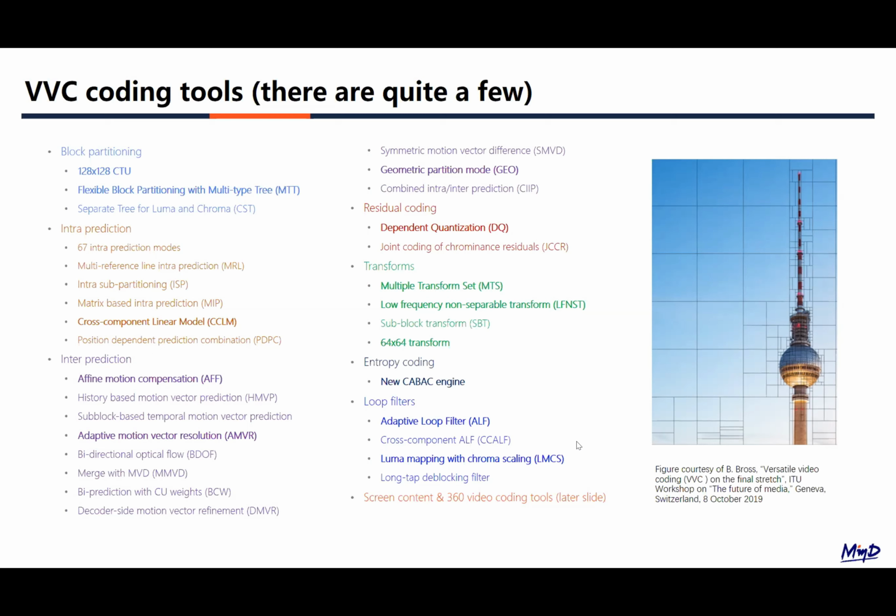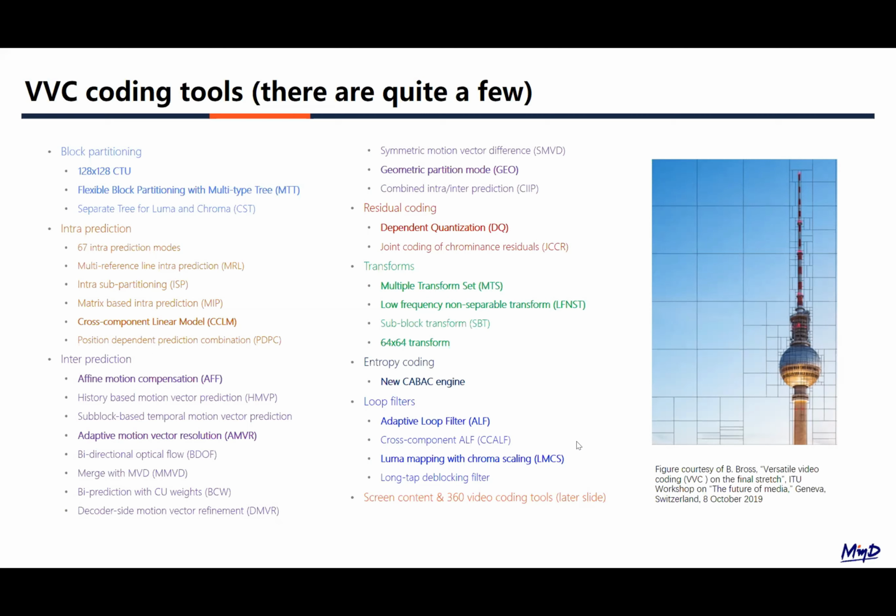For block partitioning, we support up to 128 by 128 CTU size. The block partition, in addition to quad tree, which is available in HEVC, we also support binary tree and ternary tree, which we collectively call multi-type tree or MTT. For intra-prediction, we have a cross-component linear model tool that allows you to predict chroma signal from luma signal. And for inter-prediction, we have a rich set.